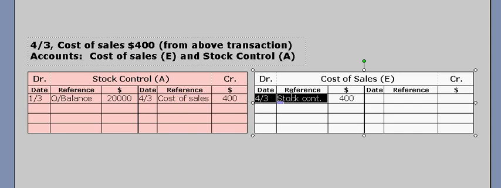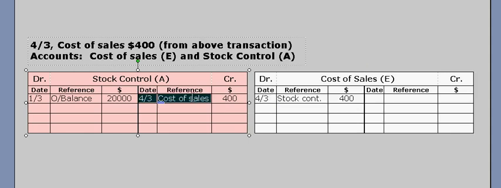And the cost of sales, it's an expense. It's gone up by $400. So the debit entry, $400 there, matches the credit entry, $400 in the stock control account.